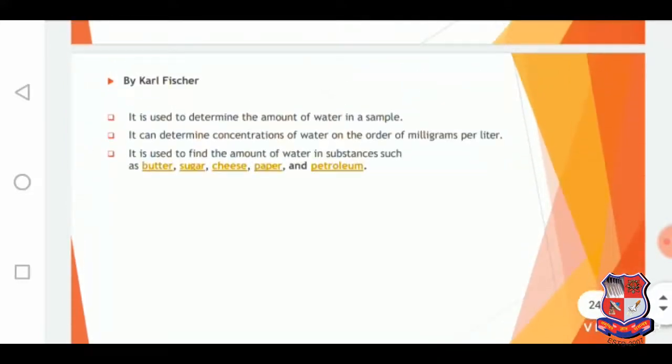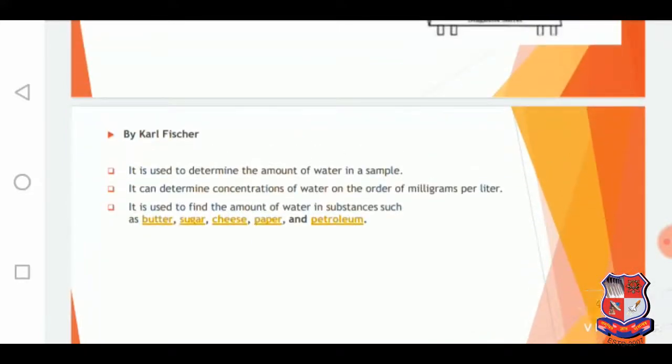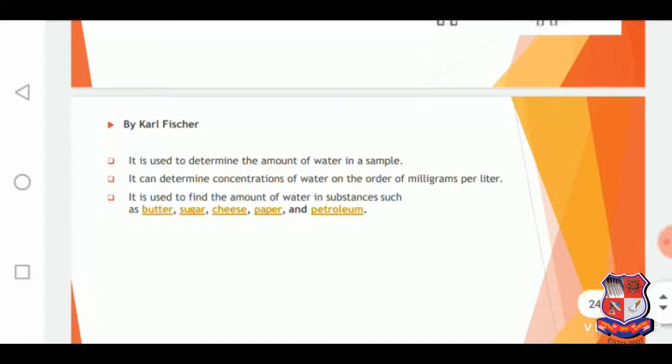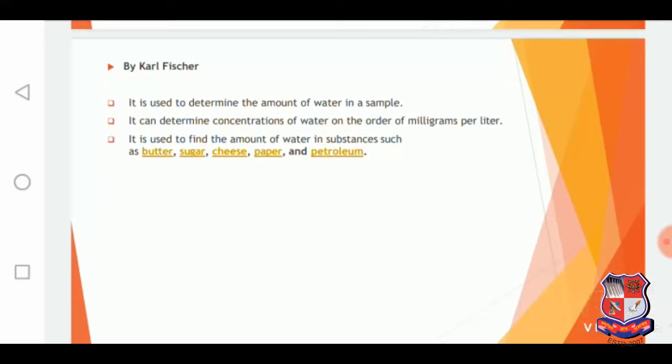And Karl Fischer titration, as students should know, is used for measuring the amount of water present in various materials like butter, sugar, cheese, paper, and petroleum.